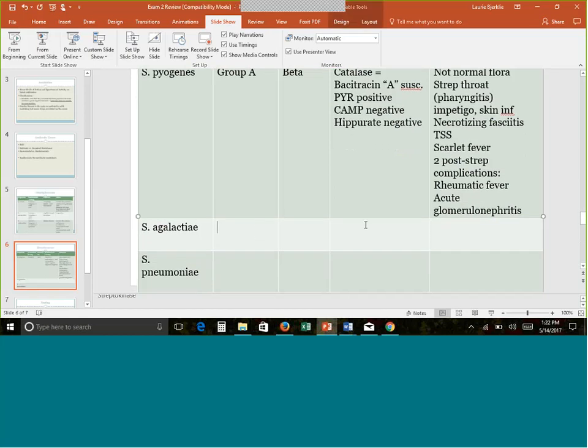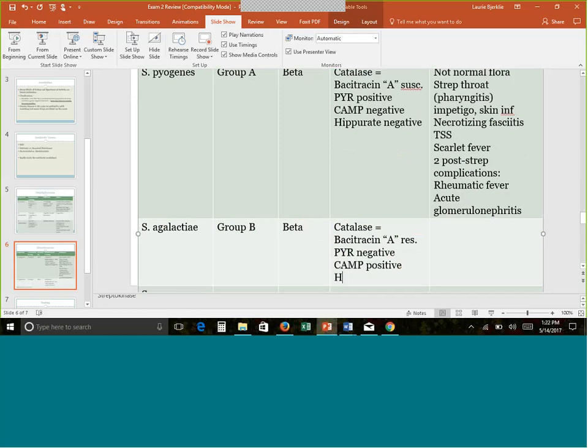All right, let's do our next strep, which is strep agalactiae. This is known as group B. It is a beta hemolytic strep. So strep pyogenes and agalactiae are the two main beta hemolytic streps. Again, it is a strep, so it is catalase negative. And we can run the exact same tests because it's a beta hemolytic strep. So bacitracin A disc resistant, PYR negative, CAMP positive, and hippurate positive. So you can see how those tests will tell us which one of the beta hemolytic streps we have.